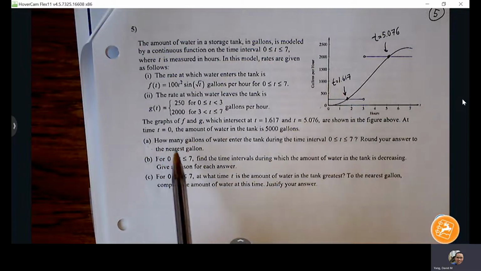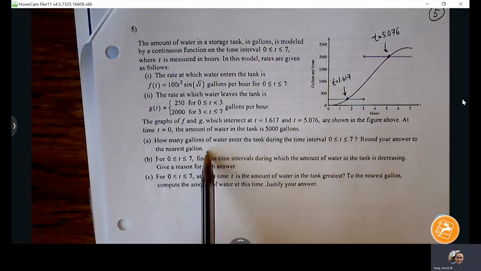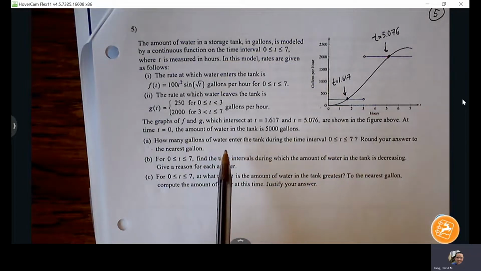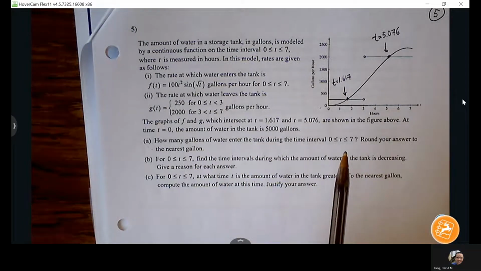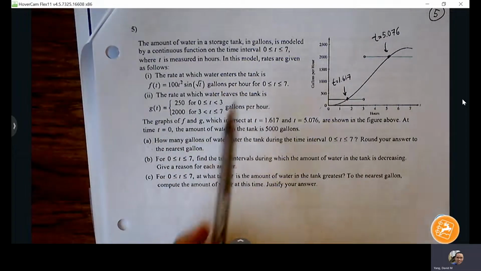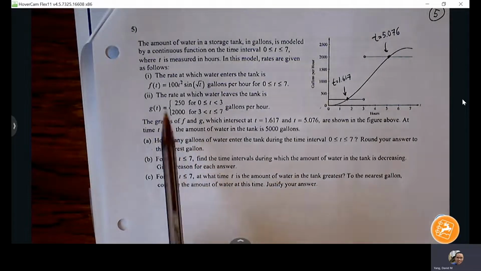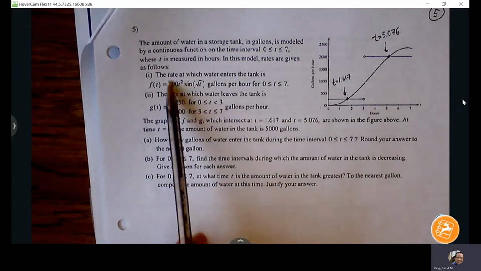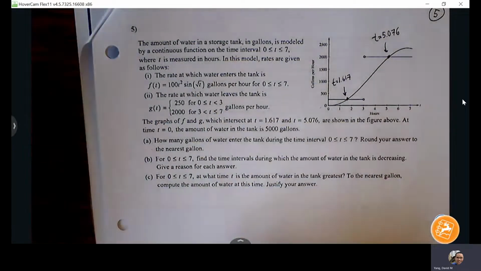Part A says how much water enters the tank during the time interval from 0 to 7 hours. For part A, we're not concerned about how much water there is in the tank. We don't care about how much water has left the tank. We just want to know how much water has entered into the tank. So for part A, we only have to involve what? Just F of T. But F of T is gallons per hour, and we want something in terms of gallons. So we have to take the antiderivative, right? The antiderivative is going to strip that rate away, and it's going to give us gallons.